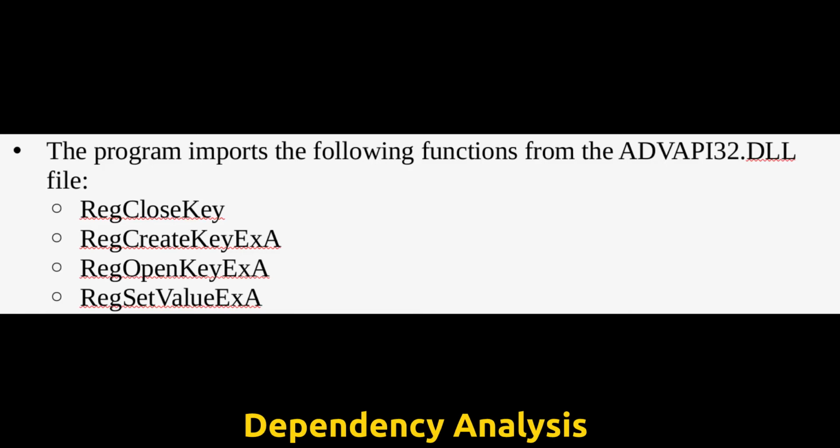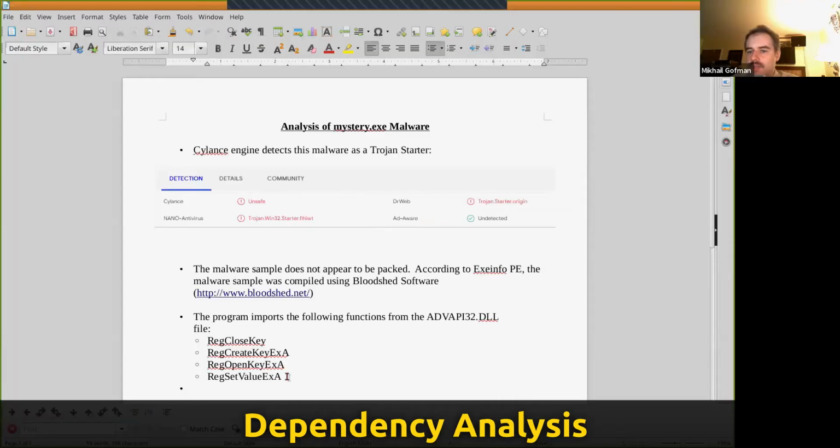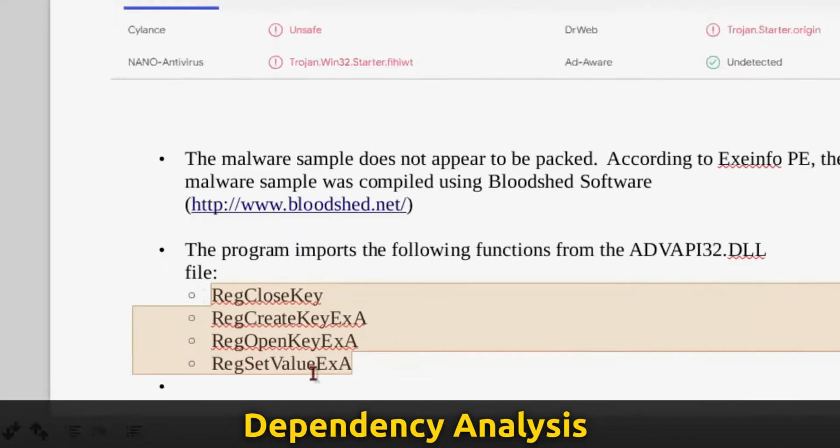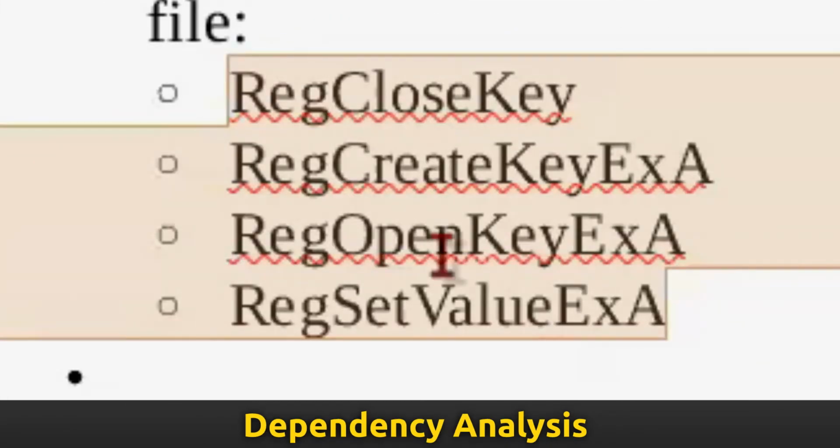So once again, Silence thinks this is a starter Trojan, and one of the ways that a program can get itself into startup is through registry. And according to this, we now found out that the program makes use of registry functions. So if the program was to add itself, or perhaps some other piece of malware, as a startup program, well, it would rely on those registry functions. That's actually exactly what I would expect to see.